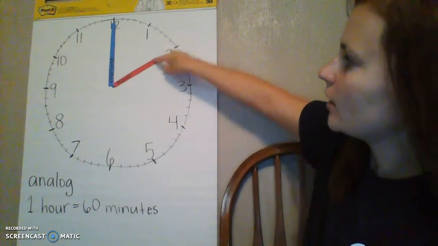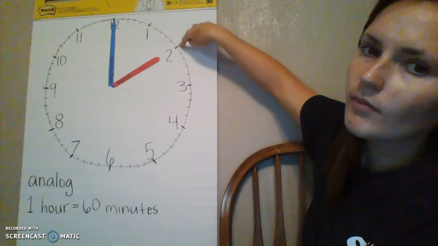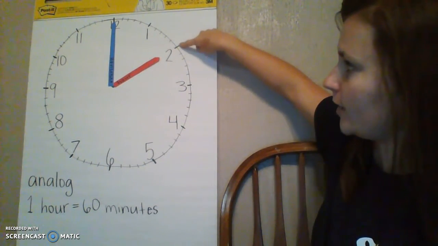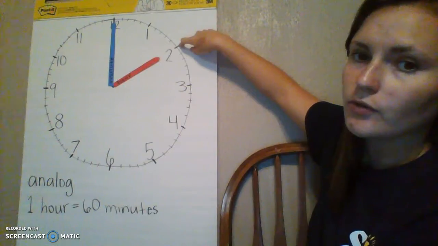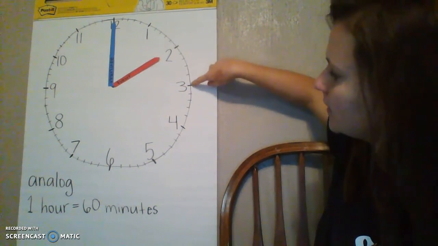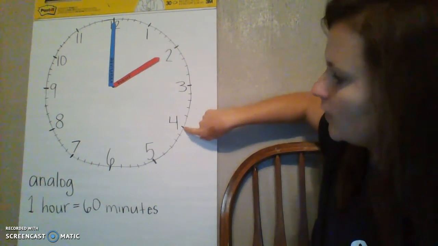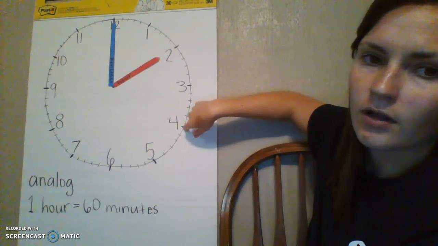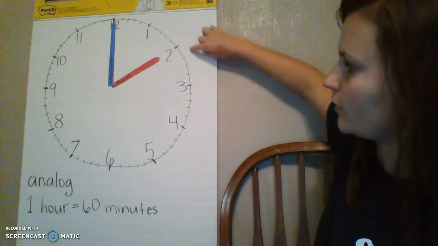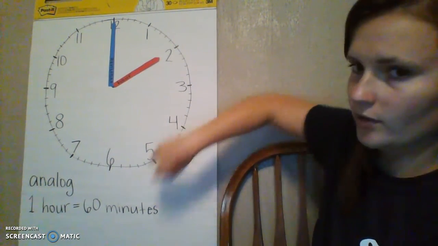So if Beth went to soccer practice at 2, she got home 2 hours later. I'm going to count up 2 whole hours. 1, 2. So she would get home at 4 o'clock. All you need to do is use your finger to count up based on the question.